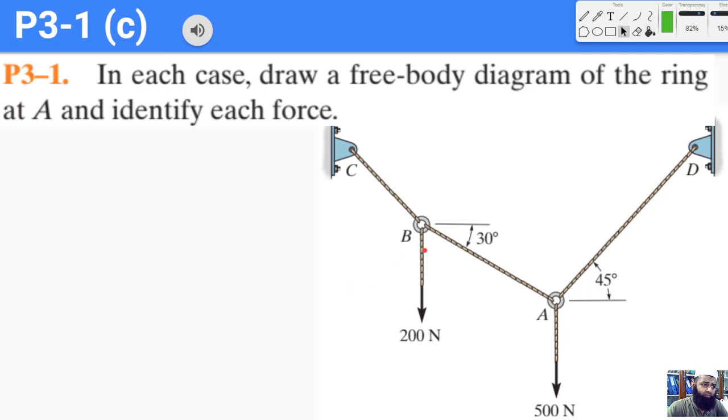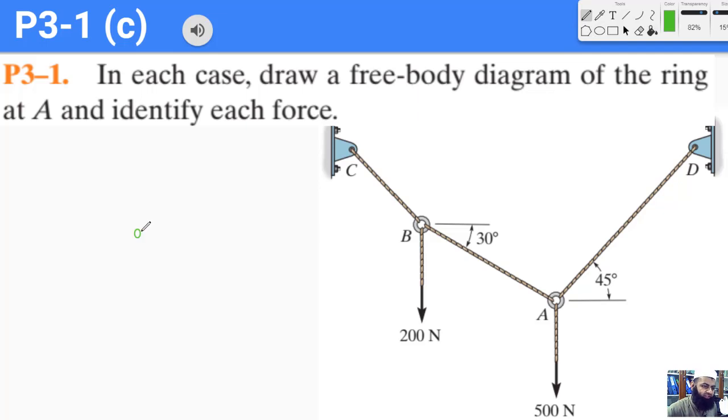So here is another example. We want to draw the free body diagram of the ring A and identify each of the forces. Okay, now here we are not required to solve the free body diagram because we are just required to draw the free body diagram. Okay, so we want to draw the free body diagram of this ring. So let's see how we do that. Let me try to draw a ring using the circle. Okay, so that's much better.